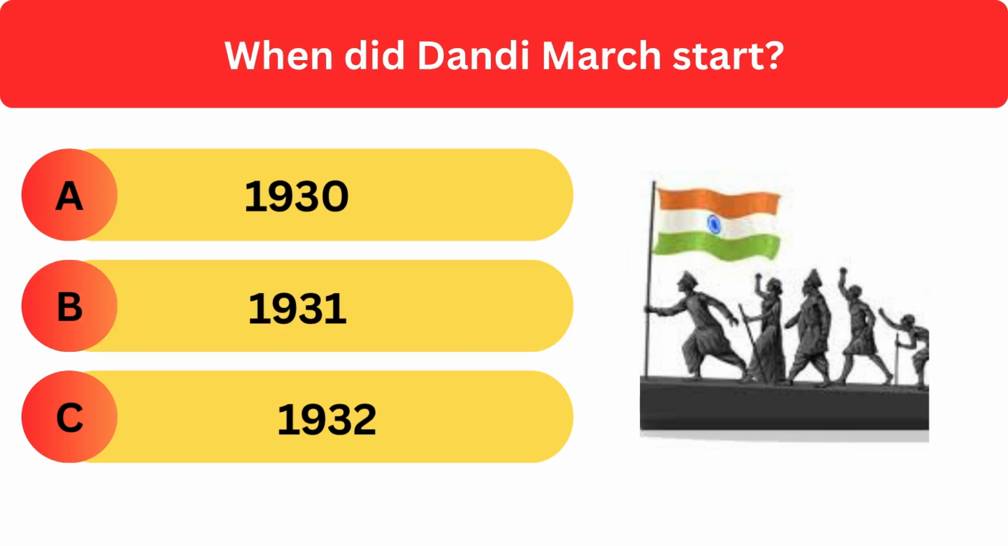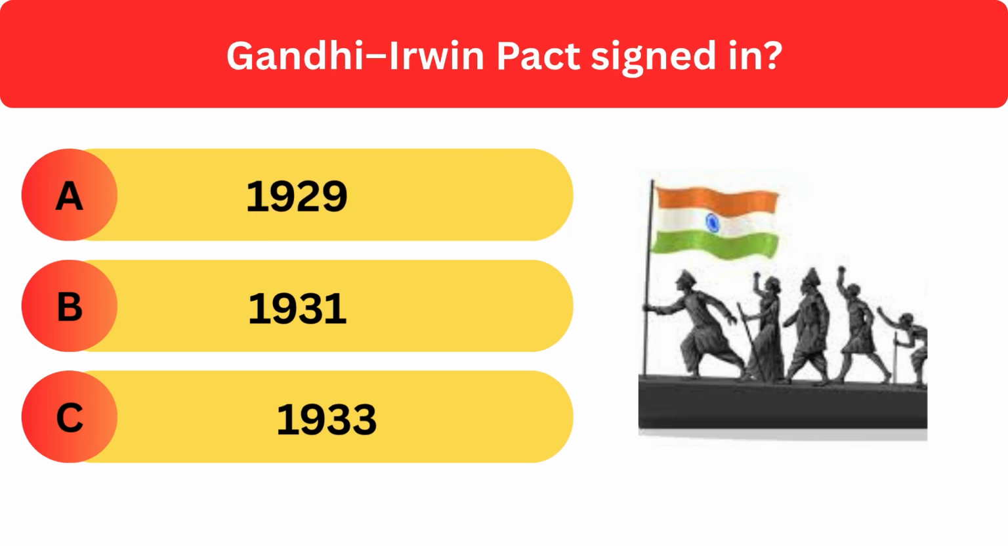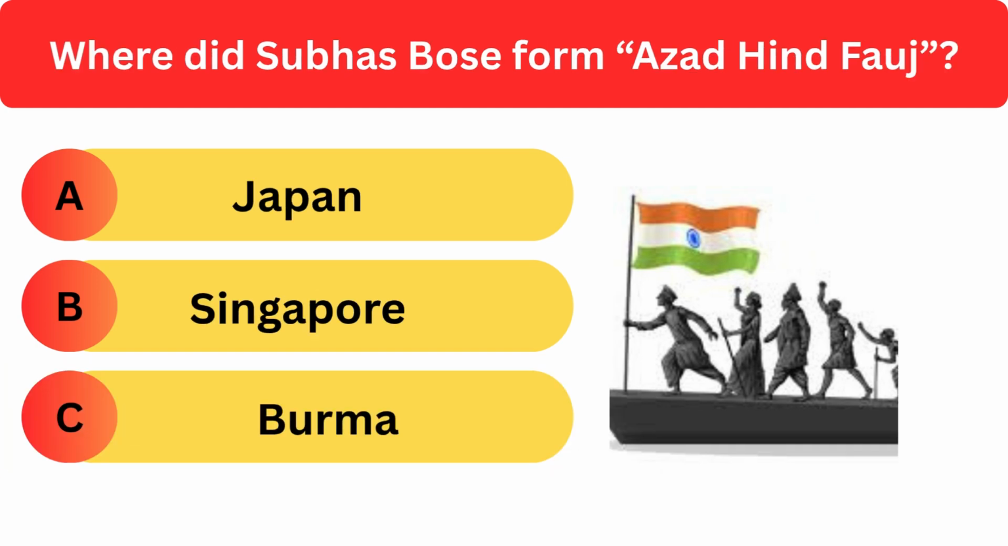When did Dandi March start? 1930, 1931, 1932. Correct answer is 1930. Gandhi-Irwin Pact signed in 1929, 1931, 1933. Correct answer is 1931. When did Quit India movement start? 1940, 1941, 1942. Correct answer is 1942. Where did Subhas Bose form Azad Hind Fauj? Japan, Singapore, Burma. Correct answer is Singapore.